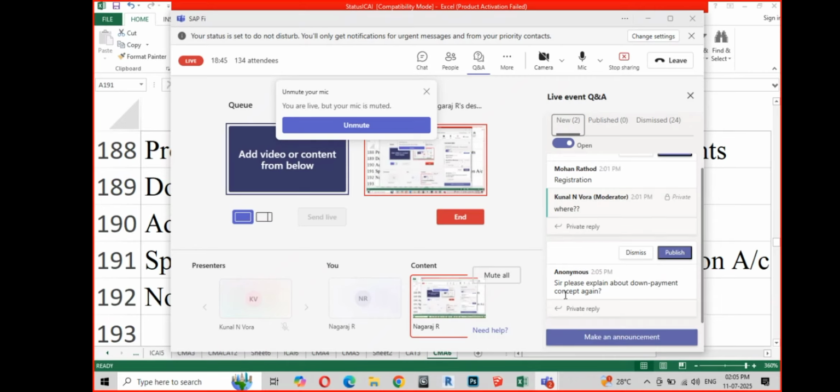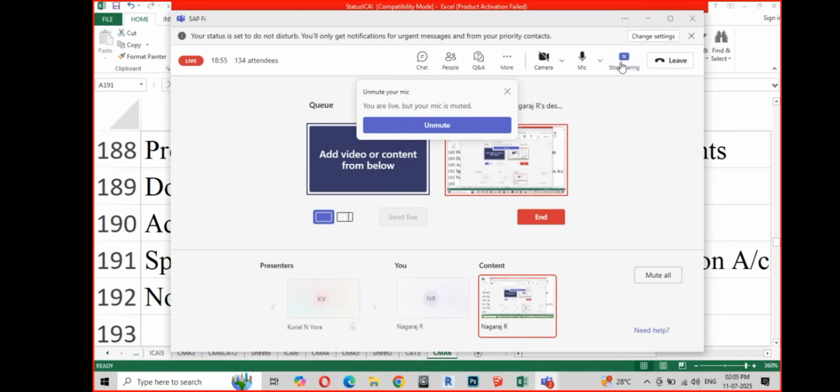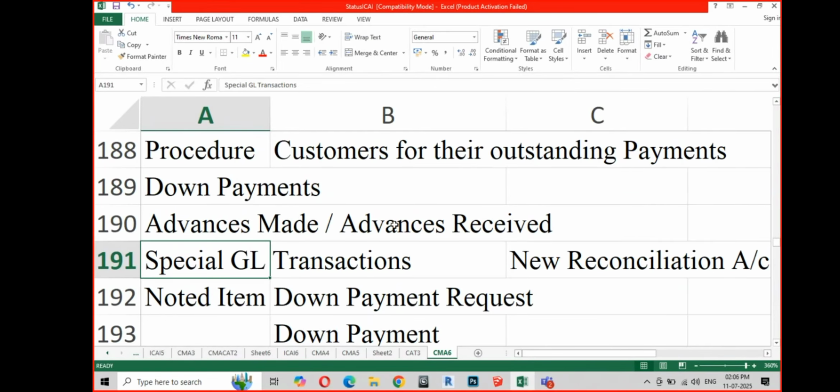Sure. Somebody has asked me to explain the down payment process. Yes, it is with the same topic which I'm going to start. The first thing, what is down payment? Down payment is nothing but the advances. So very common in business, right? You make payments in advance, or probably your business may receive some payments in advance. Now, how are these particular transactions tackled in SAP?